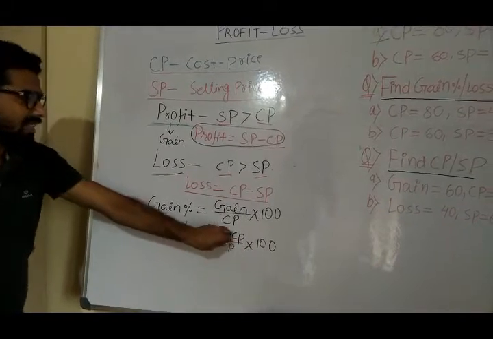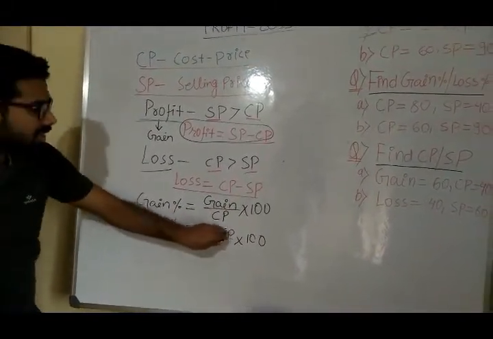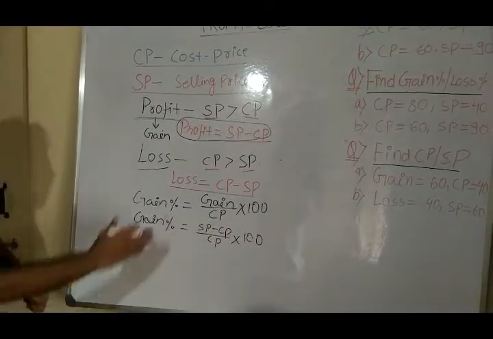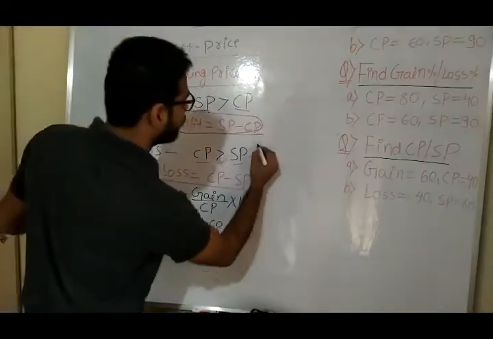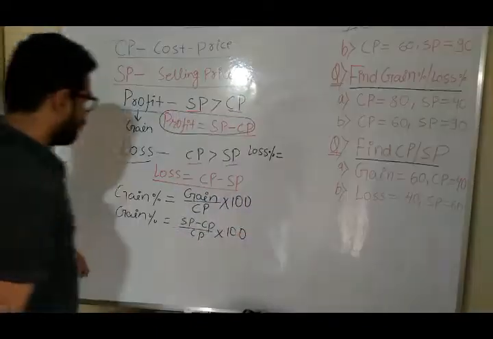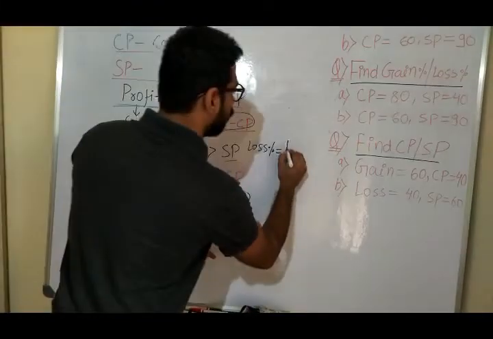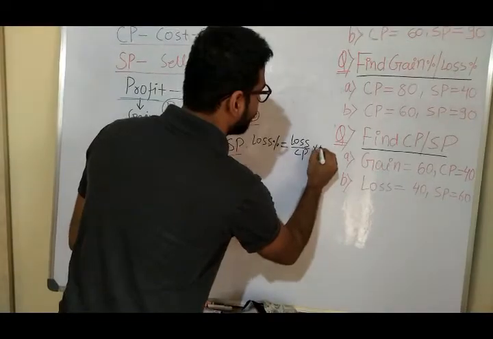So gain is equal to SP minus CP. So gain percentage is equal to SP minus CP by CP into 100. Okay. Same way for loss. Let me tell you loss. Loss percentage is equal to loss by CP multiplied by 100.